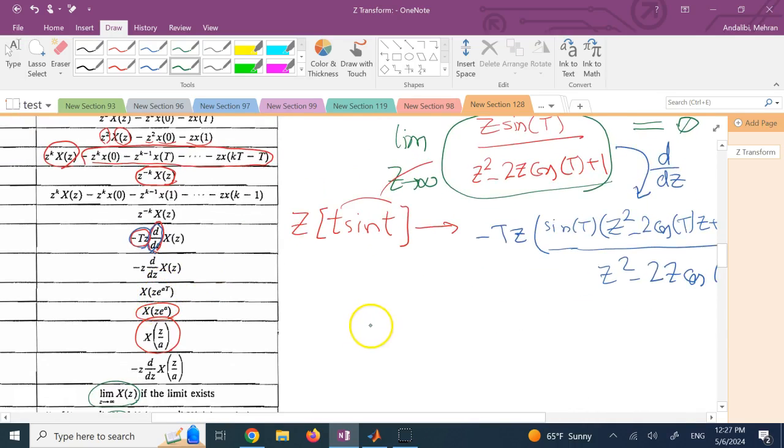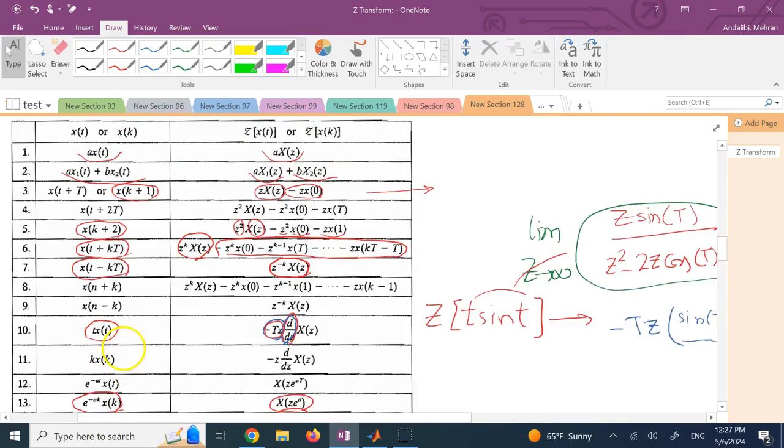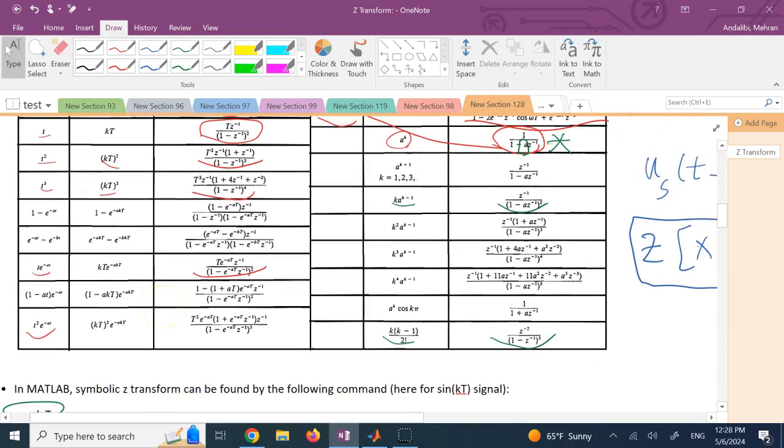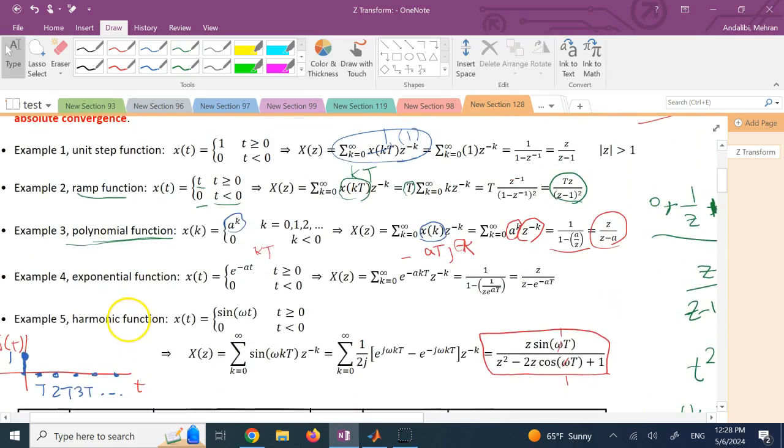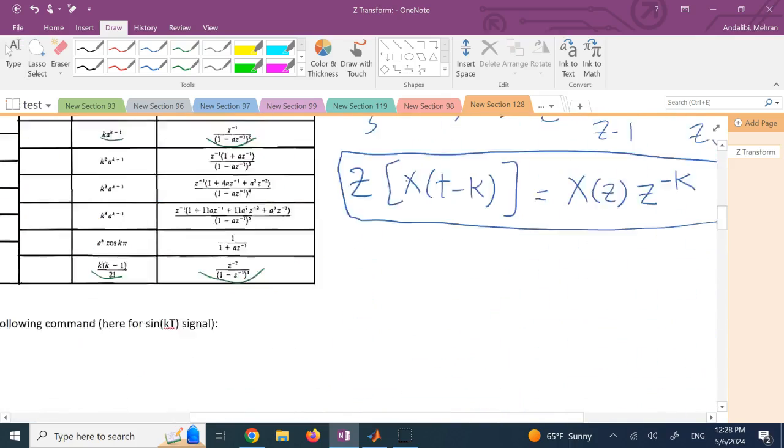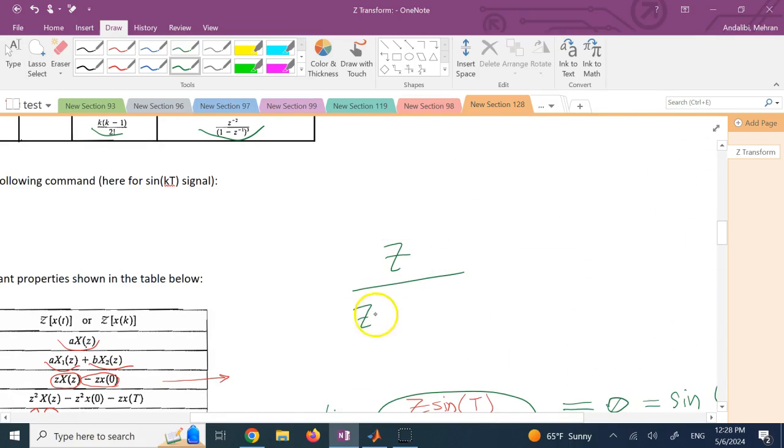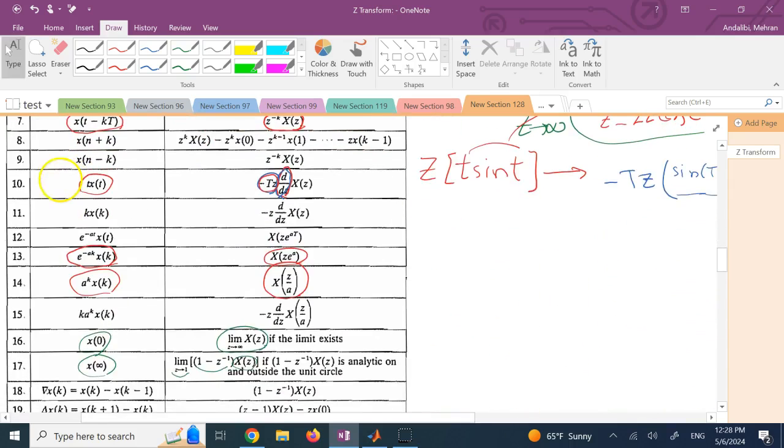Or if I want to look at the exponential one, remember that the exponential one is z over z minus e to the negative a t. That is for e to the negative a t. So if I want to know what's the value of this as t goes to infinity, clearly we know it's 0. We said we should multiply this function by basically 1 minus z inverse, and let z go to 1.